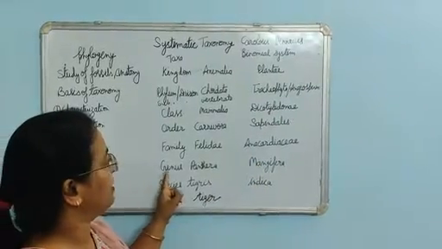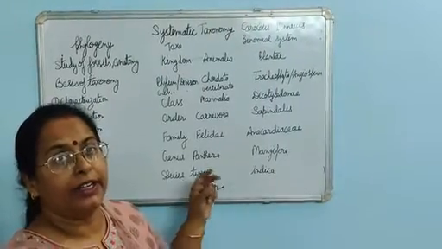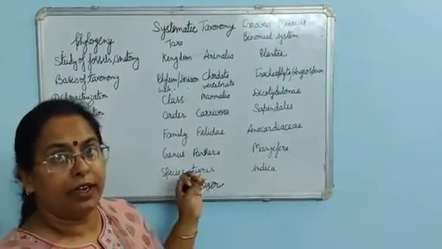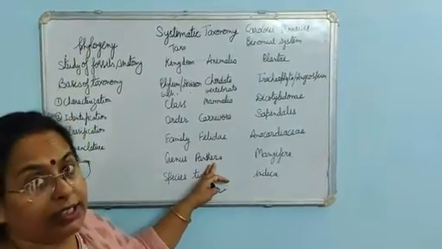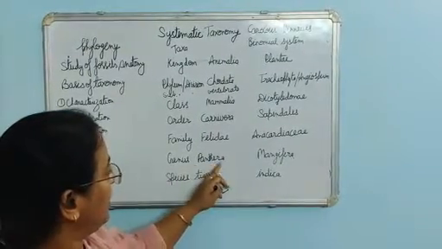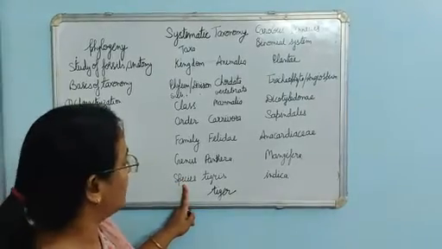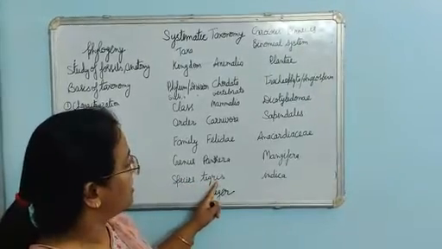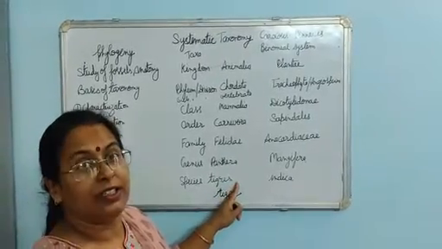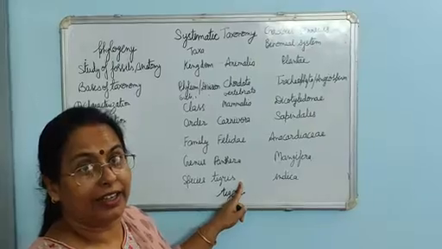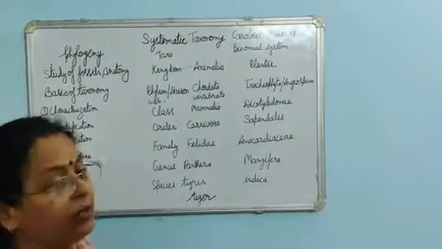Then the genus will come. Panthera is the common genus for lion, tiger, leopard, every individual that belongs to this category. Panthera. And species naturally is the last feature. So tigris is the species of tiger. Panthera leo is the name of lion. In this way we can classify these animals.